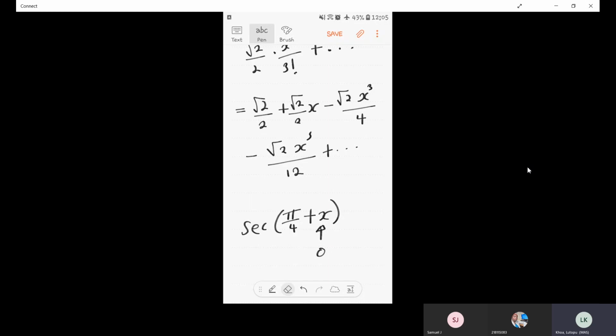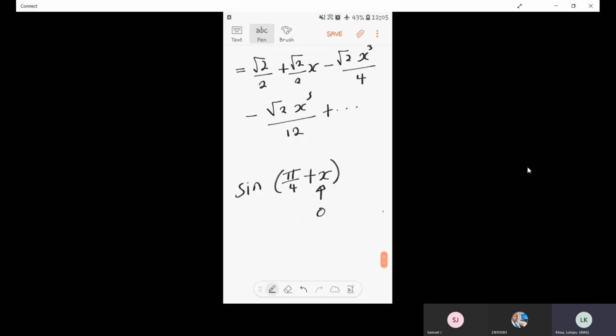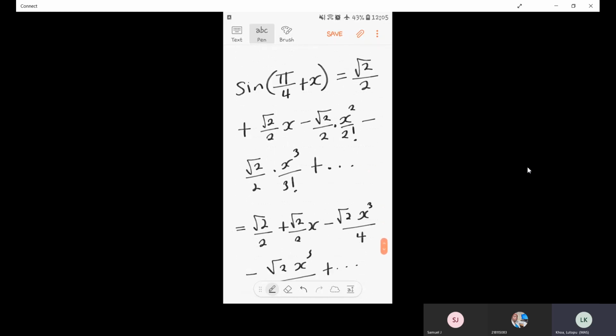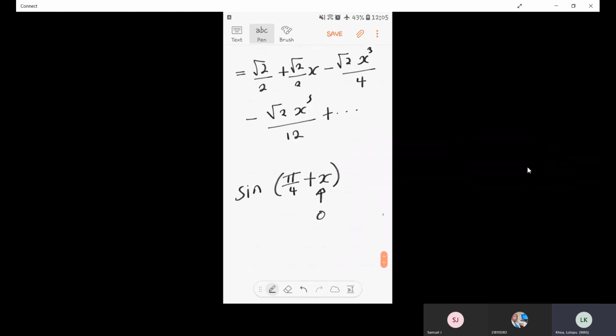Is this sec? No, sine. Sorry, I'm looking at the wrong function. This was sine. No, that's sine. Okay, so sine of pi over 4 is just equal to square root of 2 over 2.